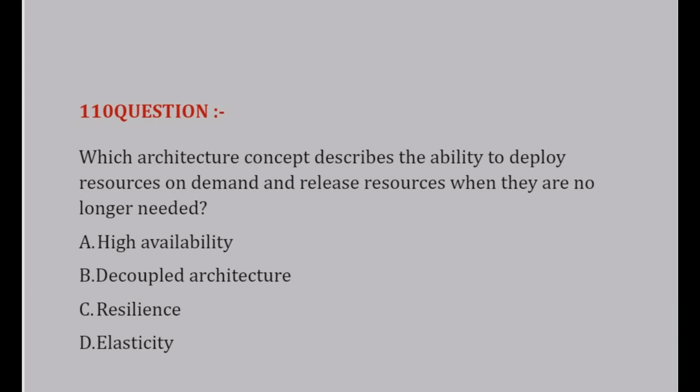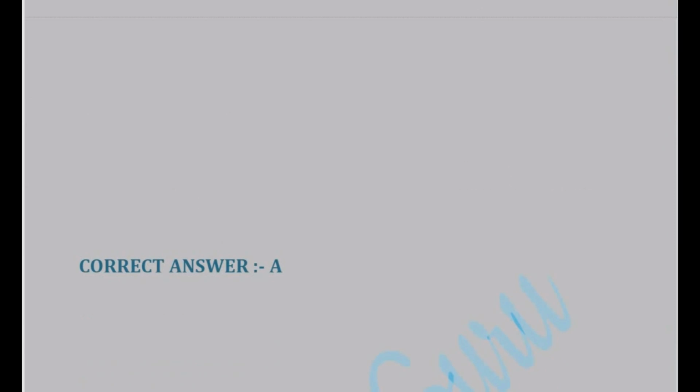Question is, which architecture concept describes the ability to deploy resources on demand and release resources when they are no longer needed? Option A, high availability. Option B, decoupled architecture. Option C, resilience. Option D, elasticity. Correct answer is option A.